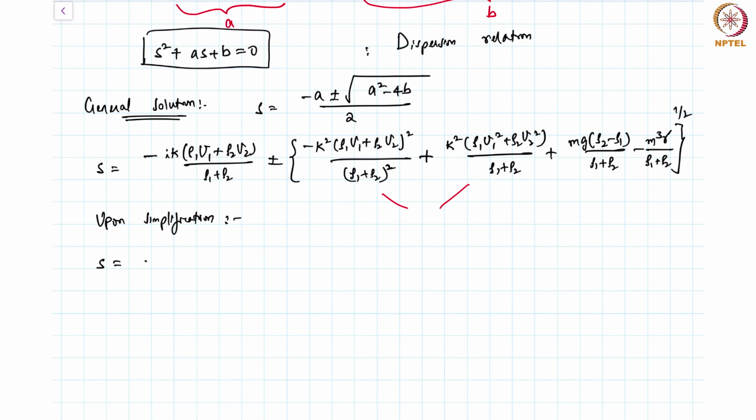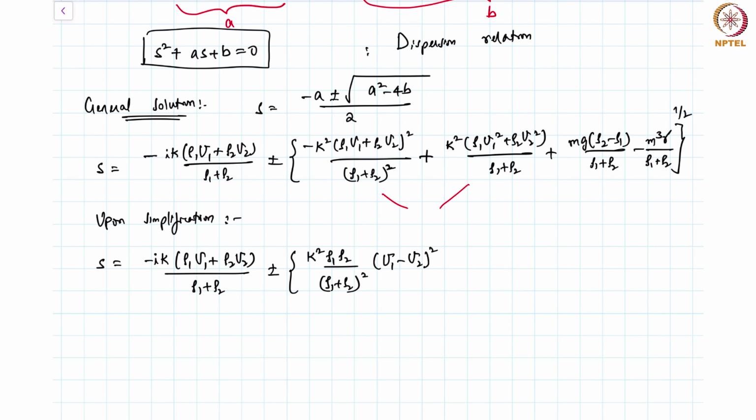Upon simplification, we get minus ik (rho 1 u1 plus rho 2 u2) divided by (rho 1 plus rho 2), plus or minus square root of k square rho 1 rho 2 by (rho 1 plus rho 2) whole square into (u1 minus u2) whole square, minus mg (rho 1 minus rho 2) by (rho 1 plus rho 2), minus m cube gamma by (rho 1 plus rho 2).